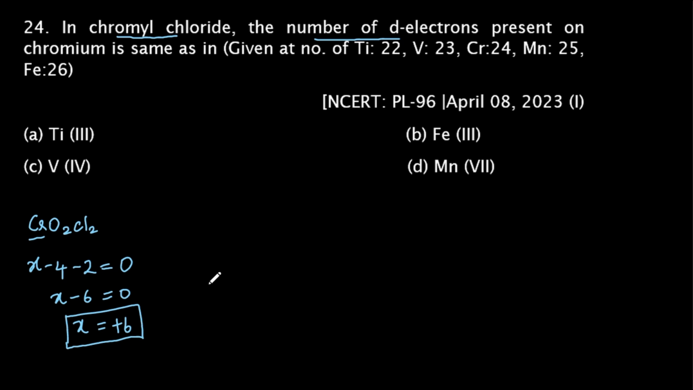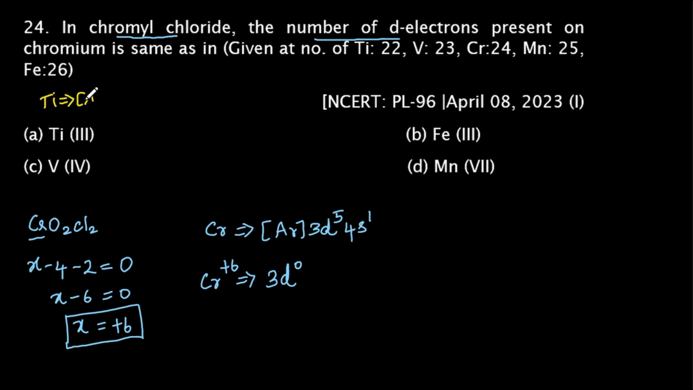Now we have to calculate the number of d electrons. The electronic configuration of chromium is core argon configuration 3d5 4s1. 6 valence electrons are there. Now chromium in +6 oxidation state, all the 6 electrons are lost, so it will be having 3d0 configuration. So the number of d electrons is 0. Now we have to check the options in which the number of d electron is 0. The first option is titanium in +3 oxidation state. Titanium is having the electronic configuration core argon configuration 3d2 4s2. Now 3 electrons are removed, so titanium 3+ will be having the configuration 3d1.